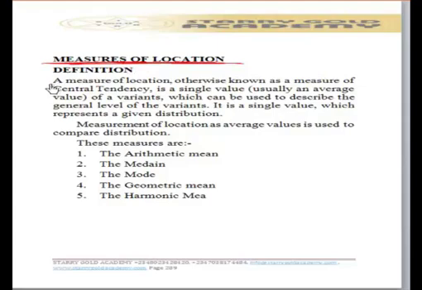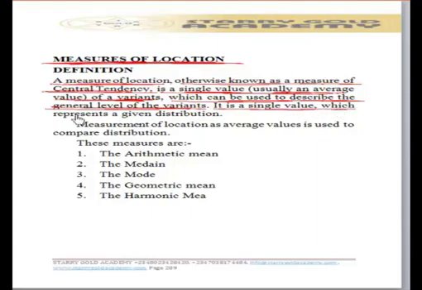So when we talk about a measure of location, like I said, it is otherwise known as a measure of central tendency. As a matter of fact, it is commonly regarded as a single value, which is usually an average value of the variance, and this can be used for the purpose of describing the general level of the variance in any given statistical data. This is usually a single value, and this represents a given distribution in any statistics.